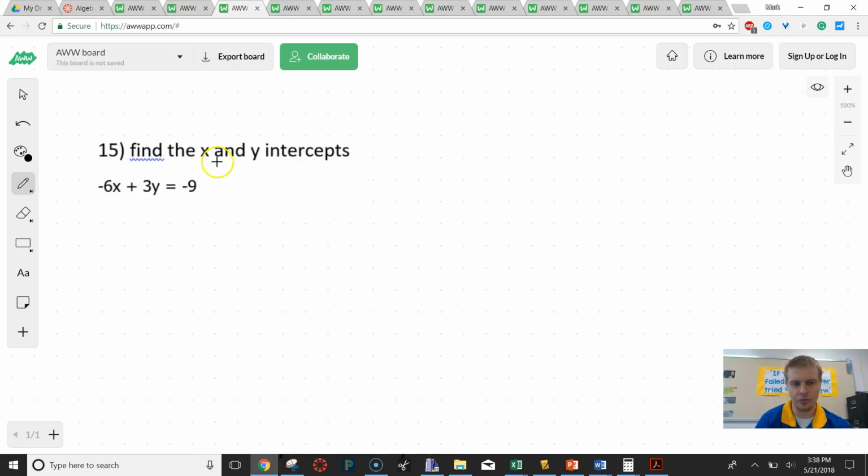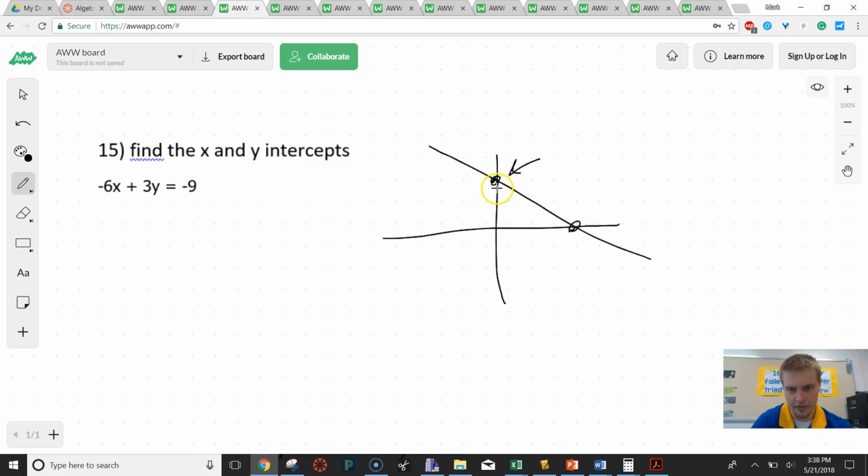We have to find the x and y intercepts. And what an x and y intercept means is kind of where they cross these things. So what you would know is that for the y-intercept, there's no x value. And for the x-intercept, there's no y value. So for the y-intercept, no x value. For the x-intercept, no y value.